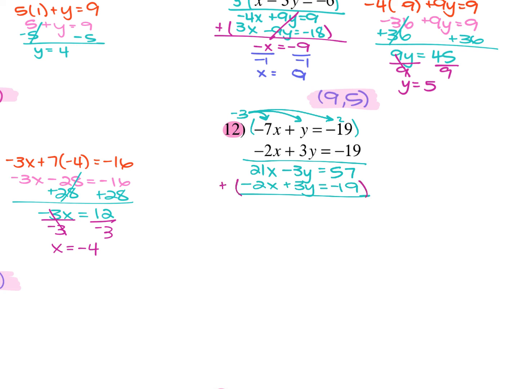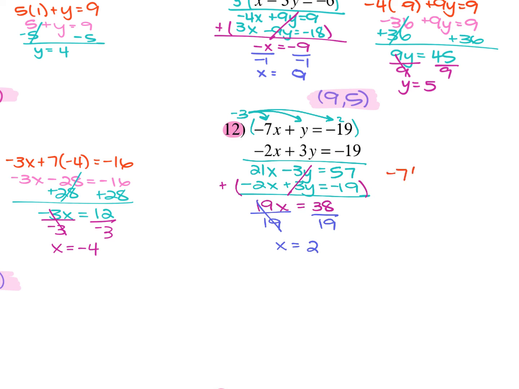The 21x minus 2x gives us? 19x. The negative 3y plus 3y? Cancels. The 57 minus 19 is 38. From here, divide each side by the 19 to get x by itself, and you get that x is equal to 2. Which equation would you like to plug that 2 into in order to solve for y?